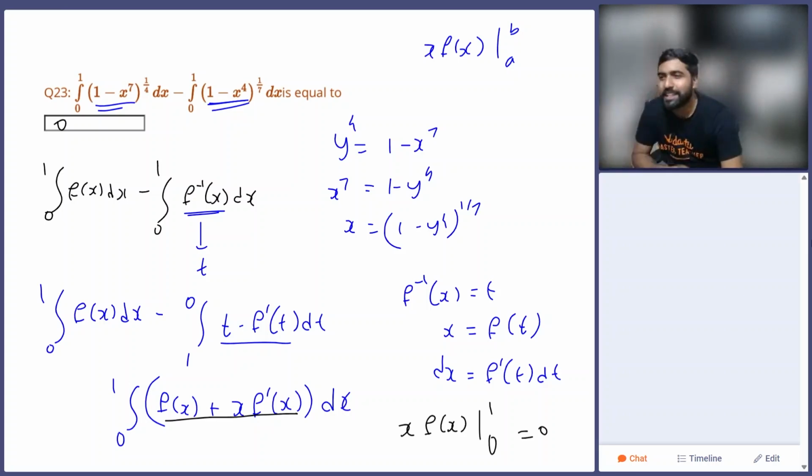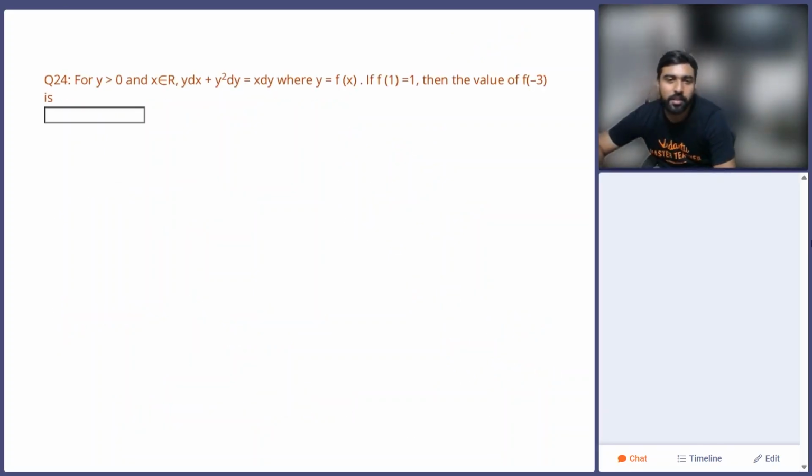You can also use the direct result as well over there, which is a handy tool. Okay, I hope the idea is clear, everyone. Chalo, moving on. What do we have?